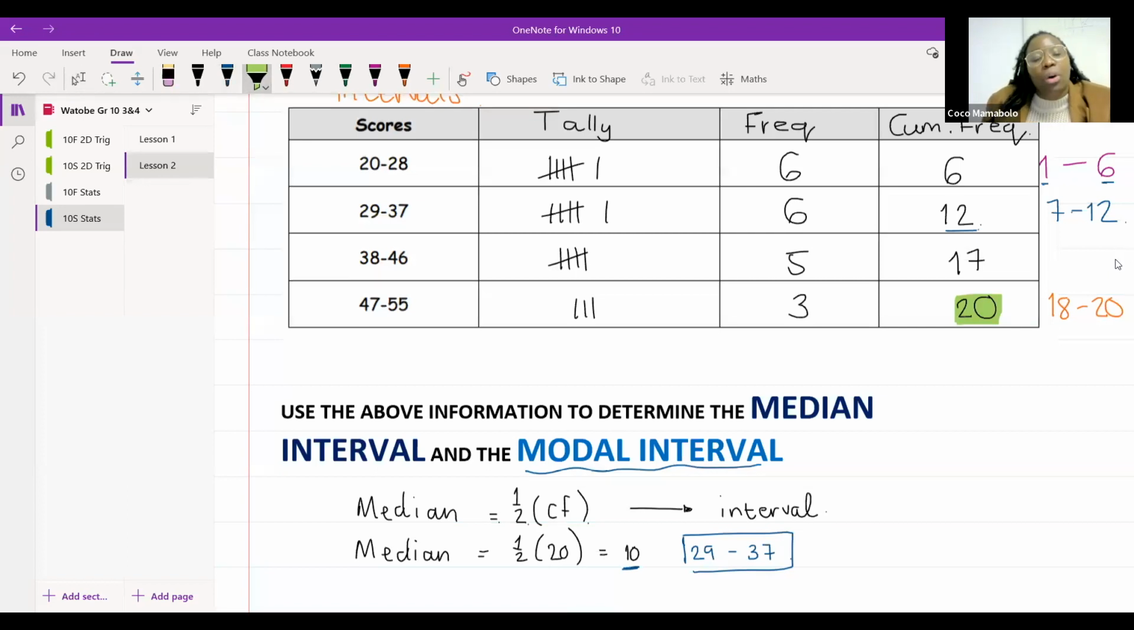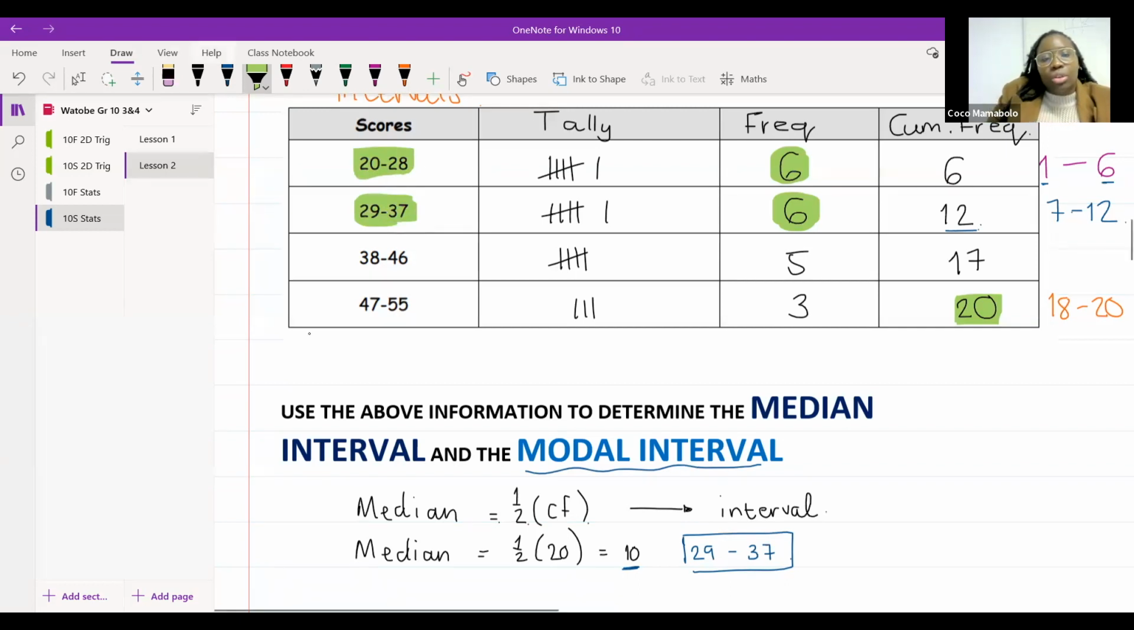Let's start with, what is the highest frequency? What is the highest frequency, guys? Yes, Jasmine. 47 to 55. Oh no, the highest frequency, Masri, not cumulative frequency. It would be 6. Good. This would be this one and this one, right? So we're going to have 2 modal intervals. It's going to be 20 to 28 and 29 to 37, both of them together.